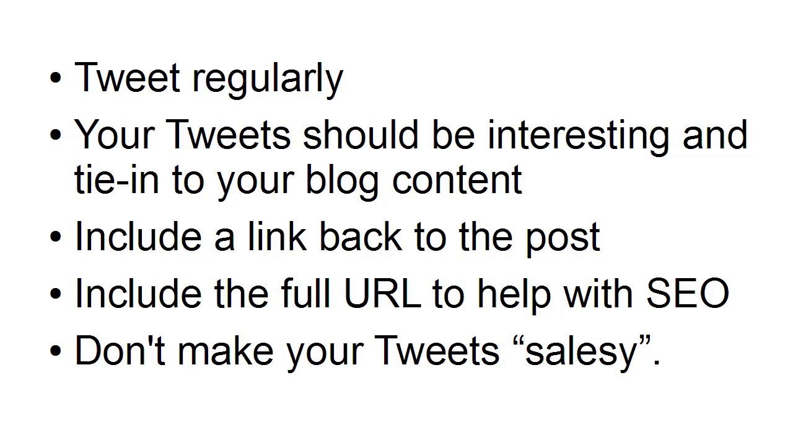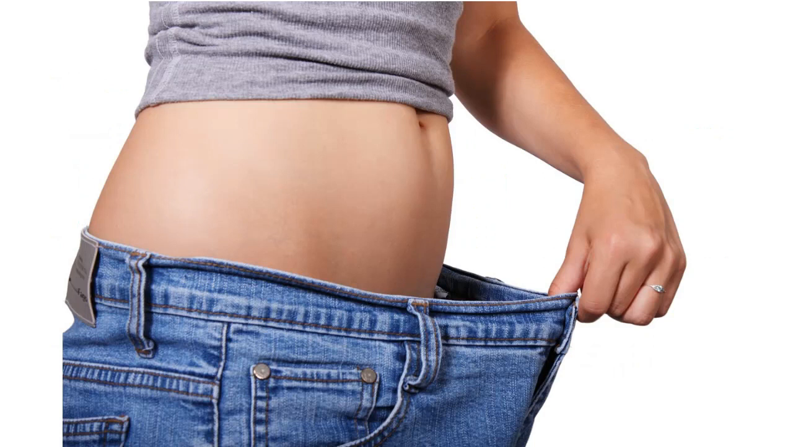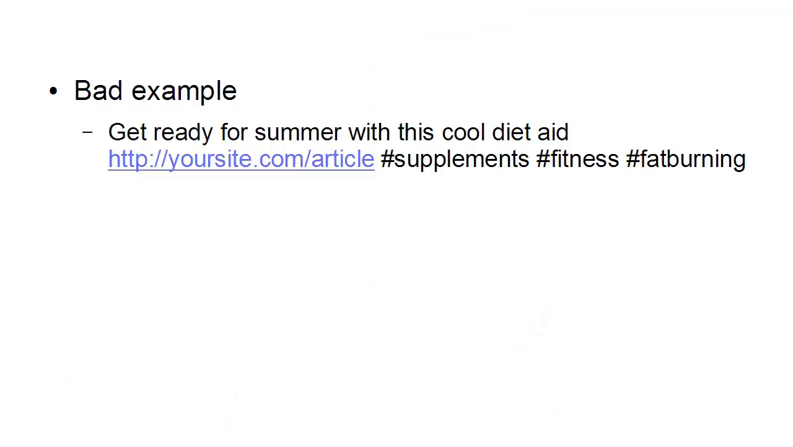So, what do I mean? Well, let's say you have a weight loss blog where you review different weight loss products and then sell them as an affiliate. Let's look at an example of a bad tweet. You could say something like, "Get ready for summer with this cool diet aid," and then you've got the URL, #supplements, #fitness, #fatburning. Well, that's very salesy, and people know that if they click on the link and go to your blog, they're just going to get a sales pitch, something that they don't really want.